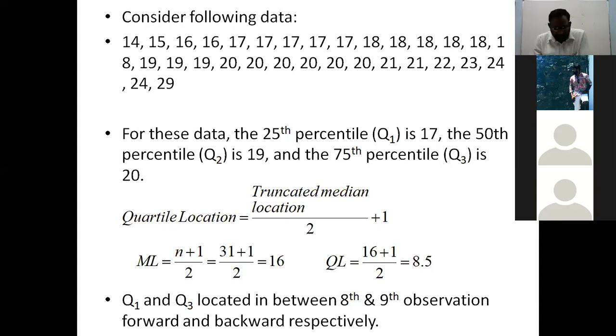A set of data has been given, right? 14, 15, 16. Don't worry about what sort of data. So the data has been given. How many data points are there? How many data points are there? Anyone? Thirty-two. 32. Fine.